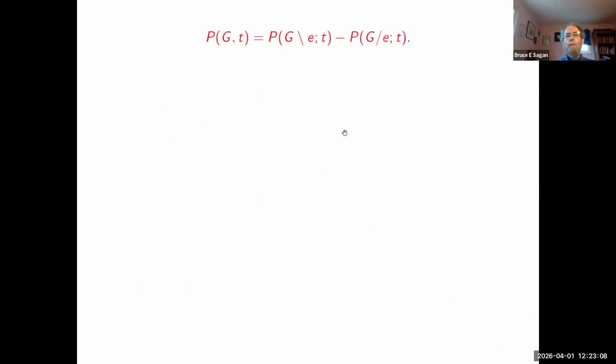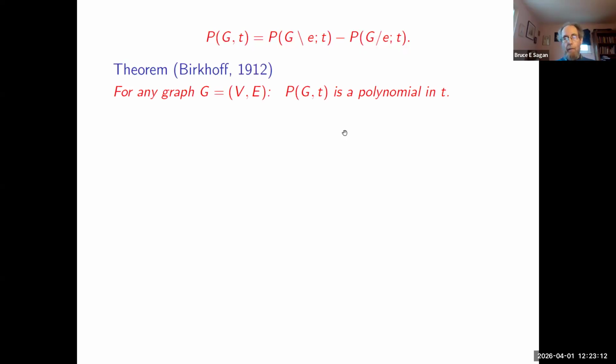Okay. Well, there it is again, just to remind us what it looks like. And now we can prove this theorem of Birkhoff's from 1912, saying for any graph, this is always a polynomial in t. Any guesses about what proof technique we're going to use? I think induction on the number of edges in the deletion contraction law might be the way to go.